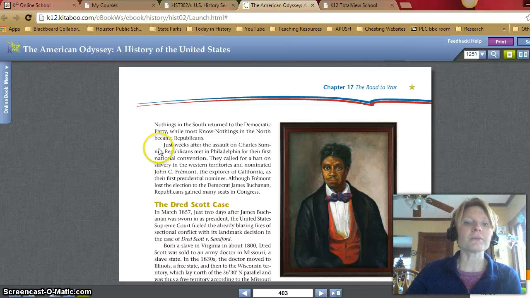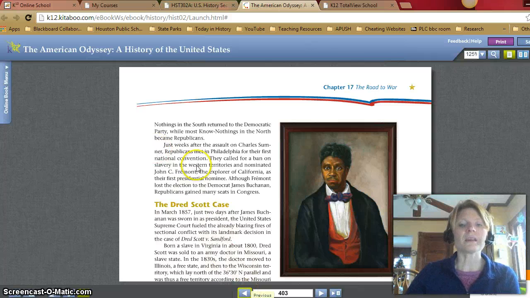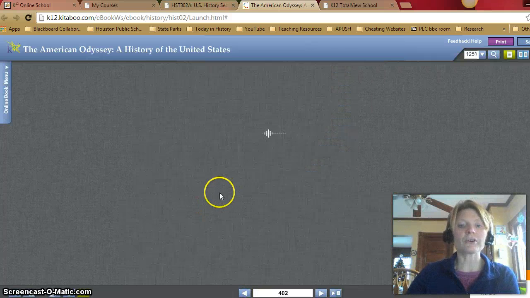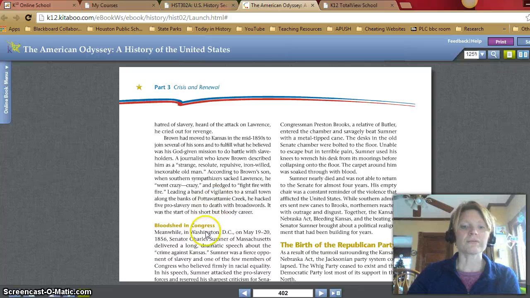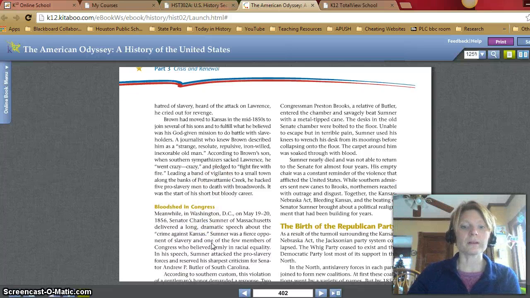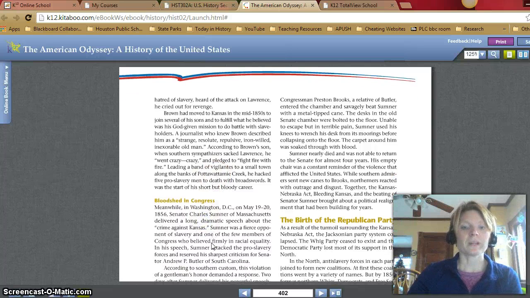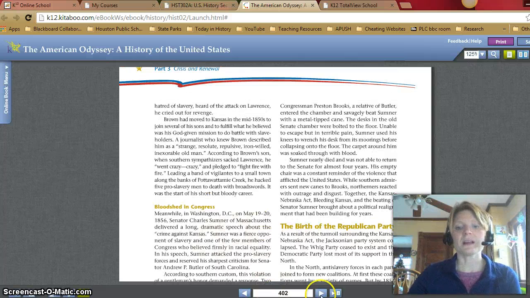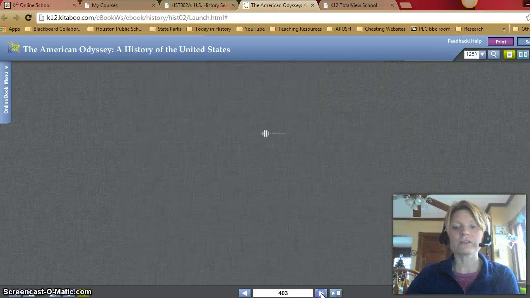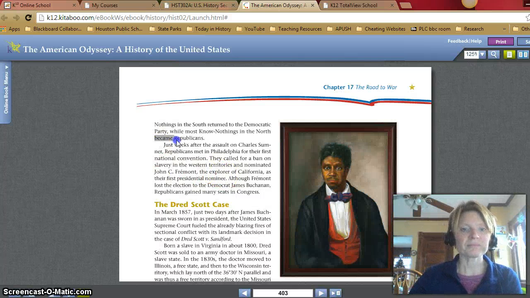And remember, Charles Sumner was the man who was beaten on the floor of Congress for being against slavery. He was beaten and wasn't able to return into Congress for 4 more years. Okay, going back. Here we are.